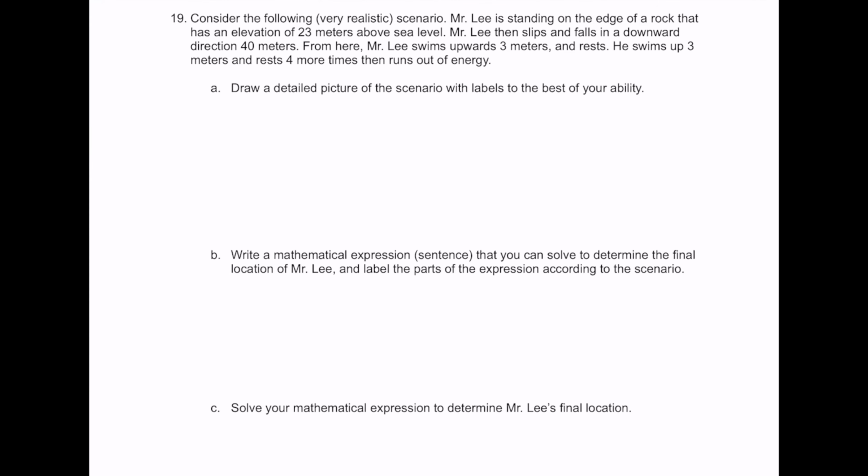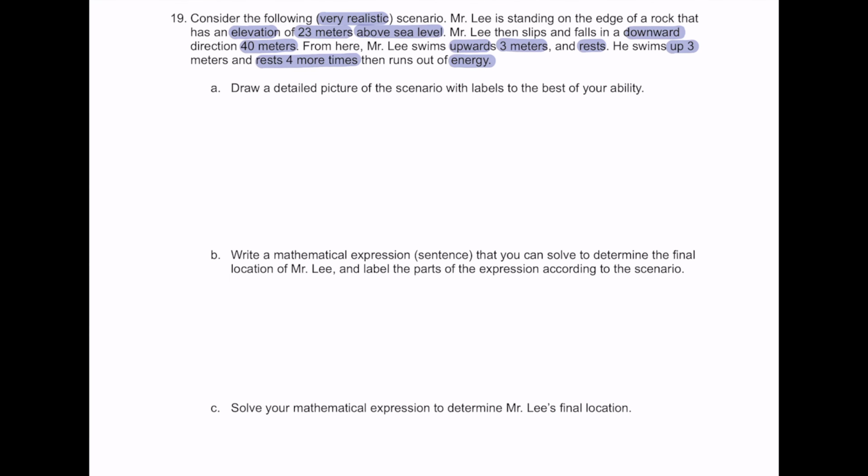Here's 19. Consider the following very realistic scenario. So Mr. Lee is standing on the edge of a rock that has an elevation of 23 meters above sea level. Okay, Mr. Lee then slips and falls downward in the direction of 40 meters down. Okay. From here, Mr. Lee swims upwards. I know it's a surprise. Swims upwards 3 meters and then rests. Then he swims up 3 meters and rests 4 more times. Can't swim too much at a time, and then runs out of energy.